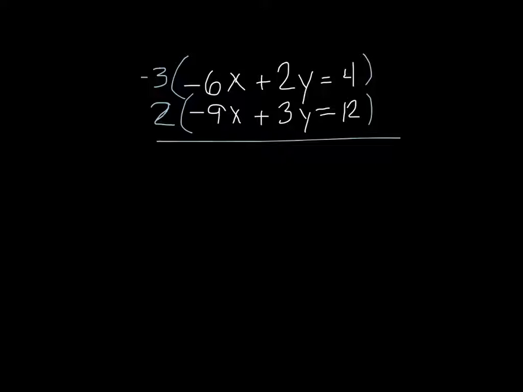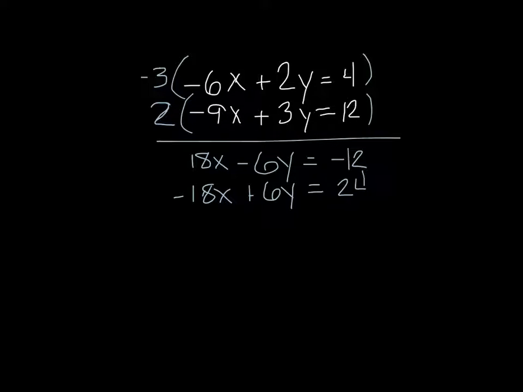So when I multiply through by negative 3, I get negative 18x, then I get negative 6y equals a negative 12. On the bottom, I multiply through by 2, so I get negative 18x plus 6y equals 24. So then I add them together, and the 18x and the minus 18x cancel out completely. The negative 6y and the positive 6y cancel out completely.